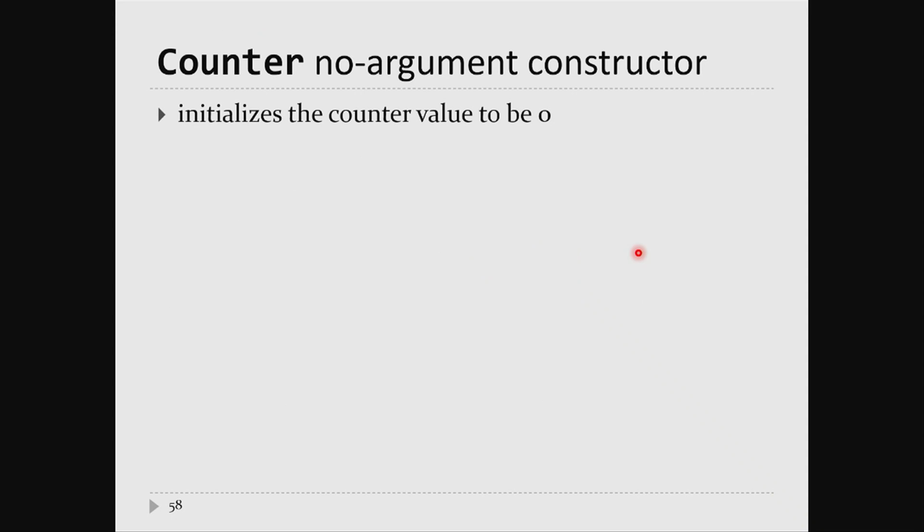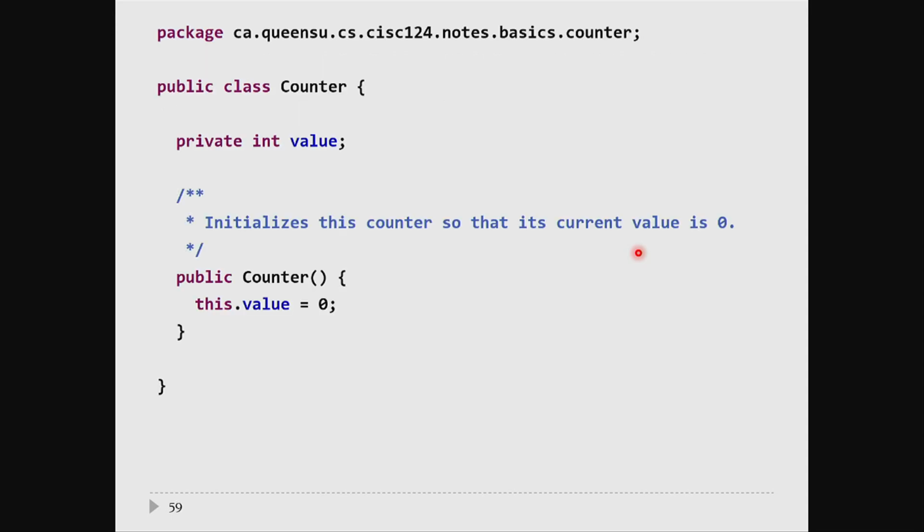Okay, so for the counter, remember the counter is this thing that counts starting from 0 up to integer max value. For the no argument constructor, it makes sense to initialize the counter to 0. So our counter's got a field called value. That field is usable anywhere inside the class. In our constructor, we just set this dot value equals 0. In this case, value equals 0 also works.